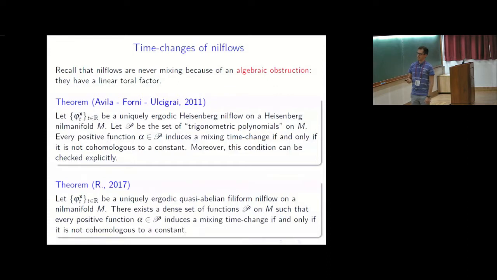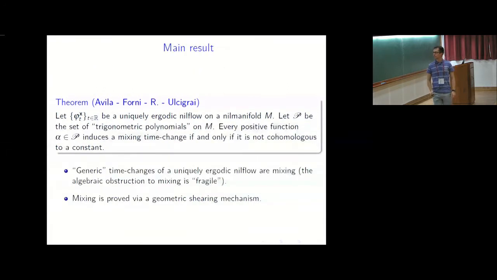Later, I generalized this result to a specific class of higher step nilpotent groups. And the main result of this talk is that the same phenomenon happens for every uniquely ergodic Nilflow on any nilmanifold. Namely, for any uniquely ergodic Nilflow on a nilmanifold, and for a set of functions on your nilmanifold, which you should think of as trigonometric polynomials, then within this set, any positive function which is not homologous to a constant induces a mixing time change.